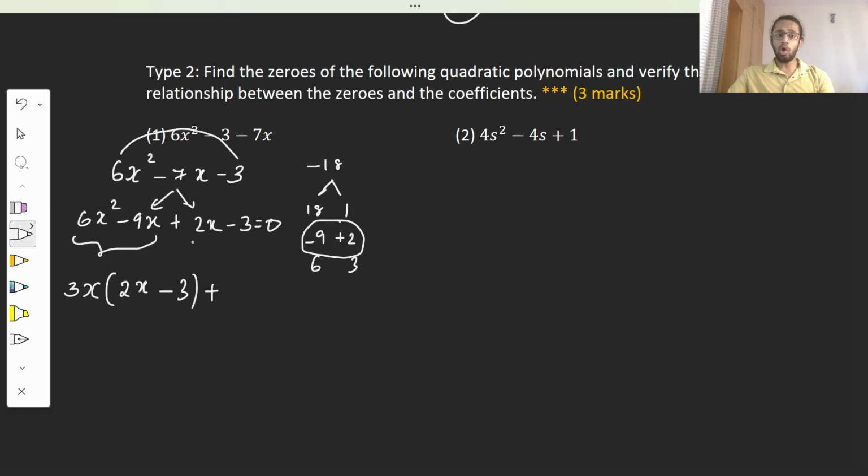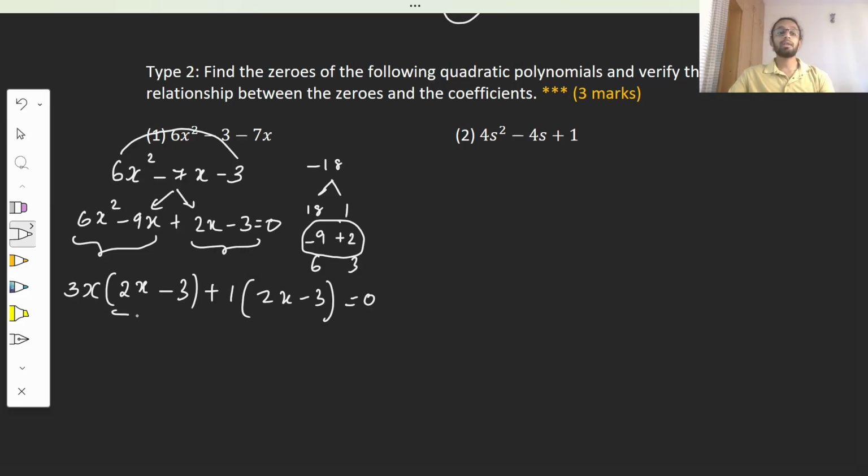And there is no common out in these two terms, which means we'll take 1 as common and then write the same thing that we have written over here. This has to be repeated. Even after repetition, if it doesn't hold good, then there is something that we have done wrong in the procedure. That is, 1 times 2x is 2x, 1 times minus 3 is minus 3. Here it's holding good.